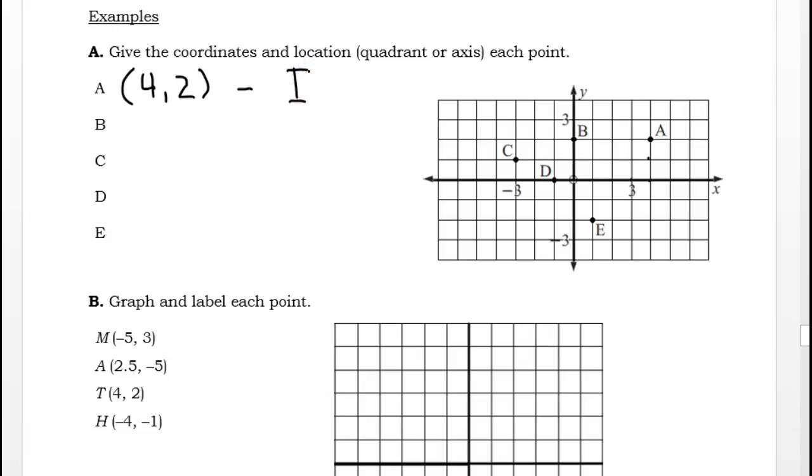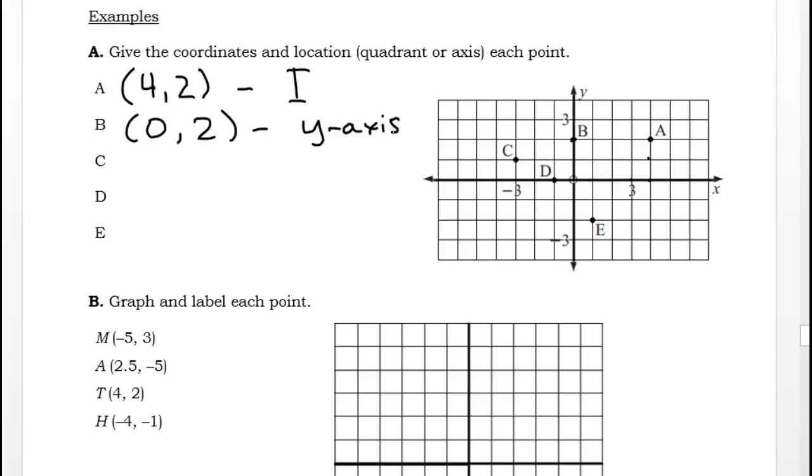Letter B is right here. So first we talk about how far left or right, and we actually moved 0 points to the left or right to get to letter B, but then 2 points up. So that point is located on the y-axis.